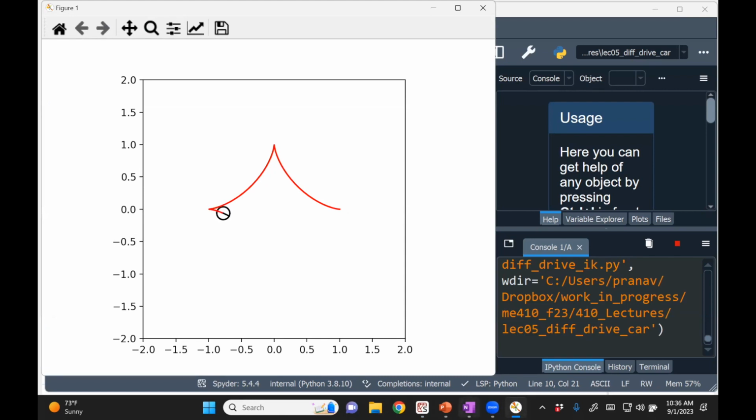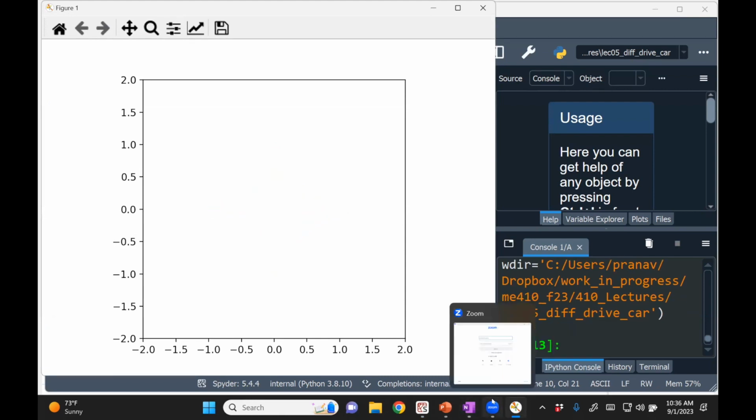Do you see the animation now? Let me keep this on.